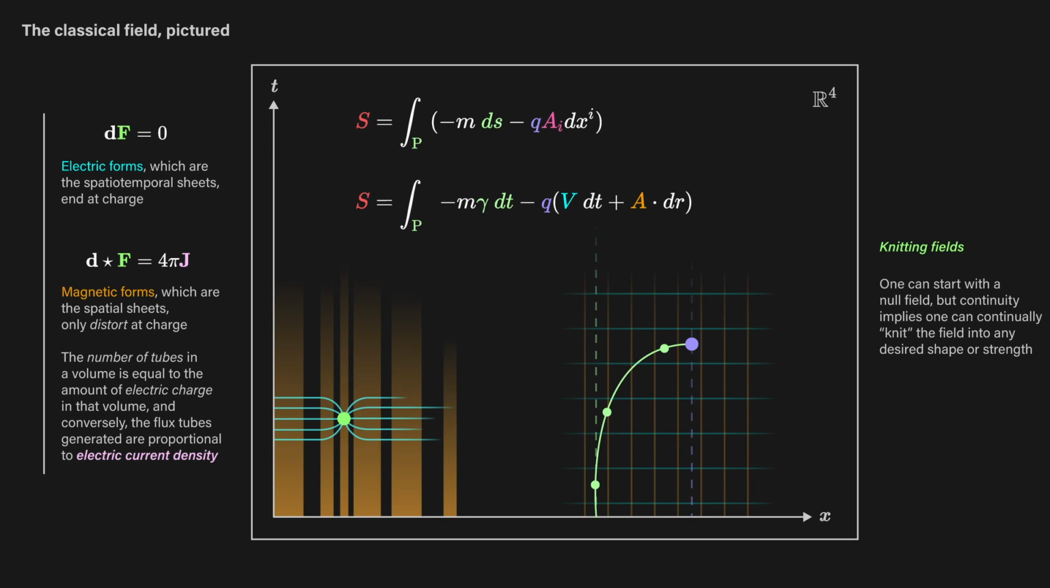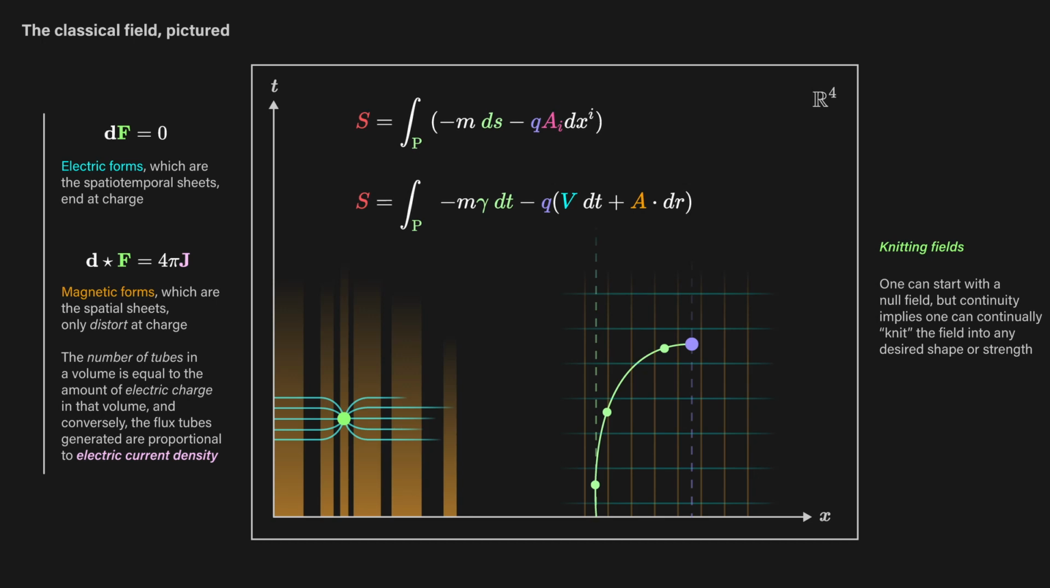So here we have two equations of motion associated to the Faraday field. We have dF equals 0, so the exterior derivative applied to F is equal to 0, or the boundary operator applied to F is equal to 0, which interpreted means that the electric or spatial-temporal sections of Faraday always end in electric charge. And the second statement is that d Hodge dual F, or d star F, is equal to 4 pi times the electric current density J. And what this statement means is that the magnetic forms, which are all the purely spatial sections, only get distorted at charge, and this distortion is proportional to the current density at the region.